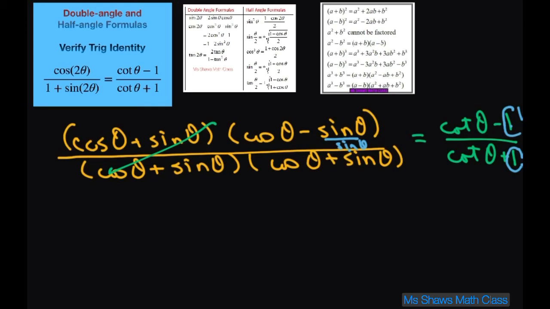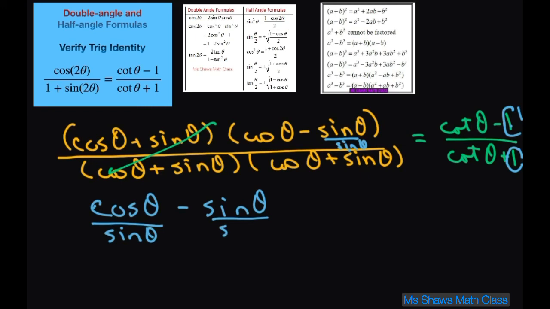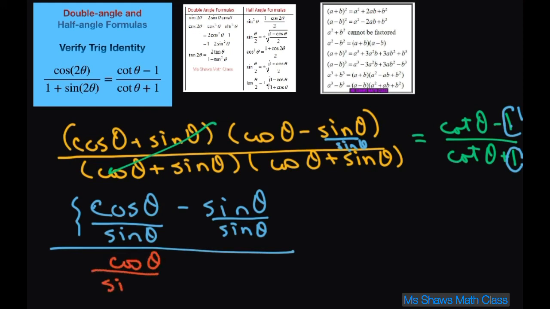So what I'm going to do is take my cosine of theta minus sine of theta and divide both of those by sine of theta. And you can see this is going to give you your cotan. Now do the same thing in the denominator. We have cosine. You have to divide everything by sine. So divide everything by sine. This time we have a plus.